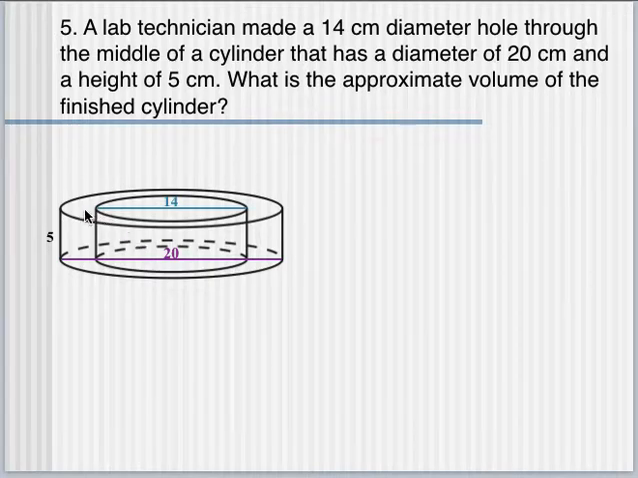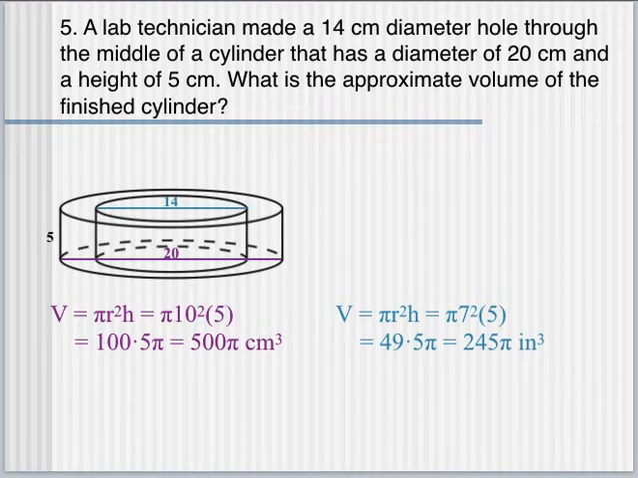To figure out how much volume the cylinder has left after the hole was cut out of the center, first find the volume of the whole cylinder and then subtract the volume of what was cut out. One thing I need to point out though is right now you have diameter. Don't forget you need to cut that in half and use radius to plug it in. Pause here and find the volume of each cylinder. You should get that the larger cylinder has 500 pi for its volume and the smaller one has 245 pi volume.